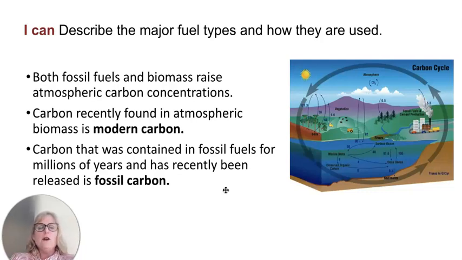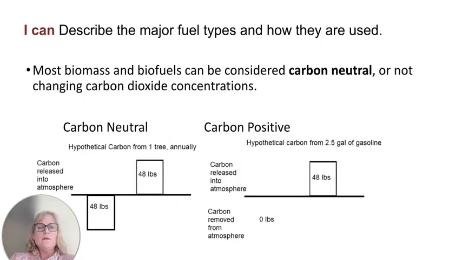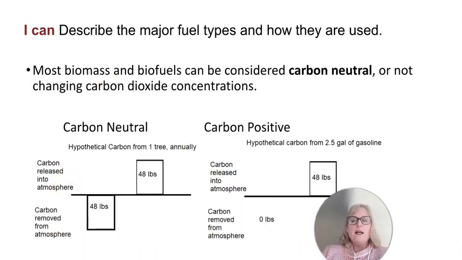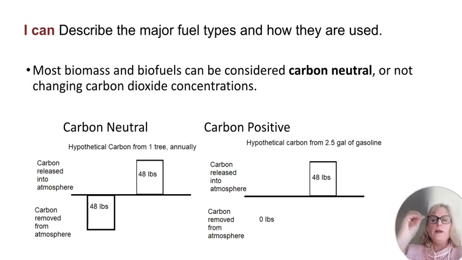Okay, we have modern carbon and fossil carbon. Modern carbon are things like wood and the carbon in our atmosphere. Fossil carbon is our fossil fuels. All right, so most biomass and biofuels are considered carbon neutral, which means they don't really change carbon dioxide concentrations in the atmosphere, because you take in carbon when you grow as a tree or as corn that's turned into ethanol. You take in that carbon from the atmosphere, and then it is burned and you release that carbon back. So really it should be equal, carbon neutral.